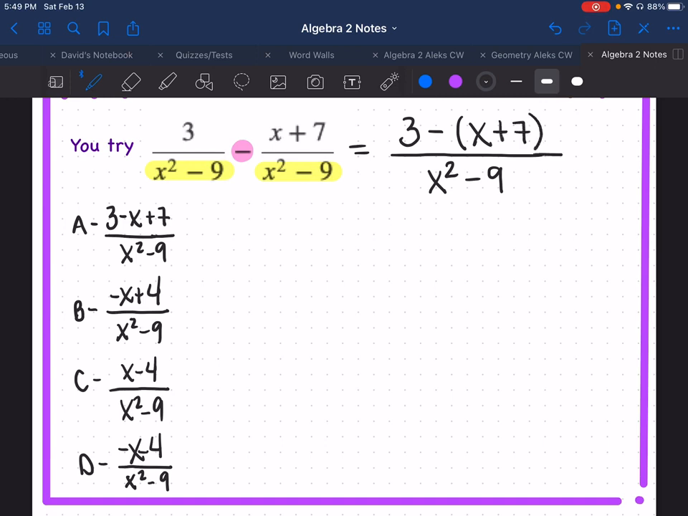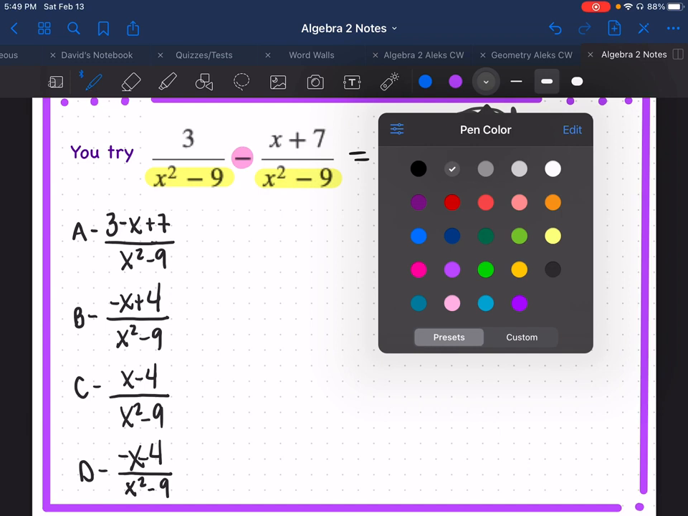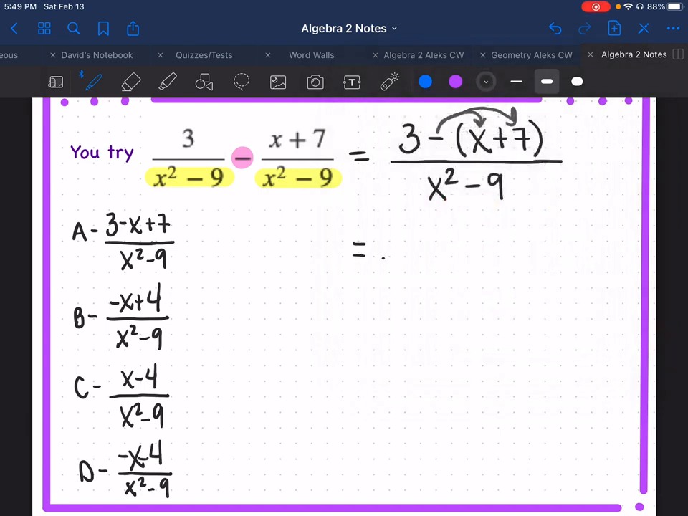So you need to make sure that you do write it like this so that you can come in and distribute this. This is going to become a negative x, and this is going to become a negative 7. This is going to become a negative x, and it's going to become a negative 7. All right, once you've done that, then you want to look for any like terms in the numerator that you can combine. I do see some like terms.